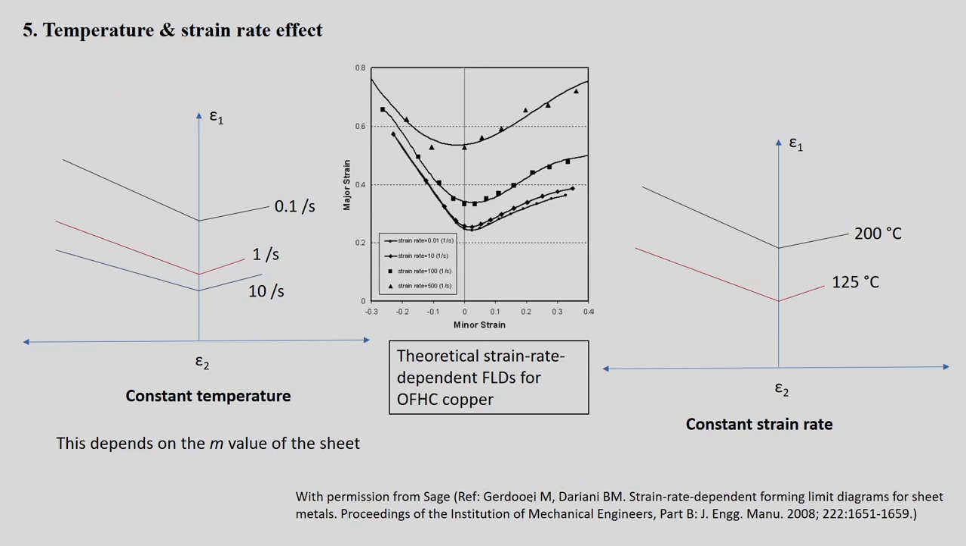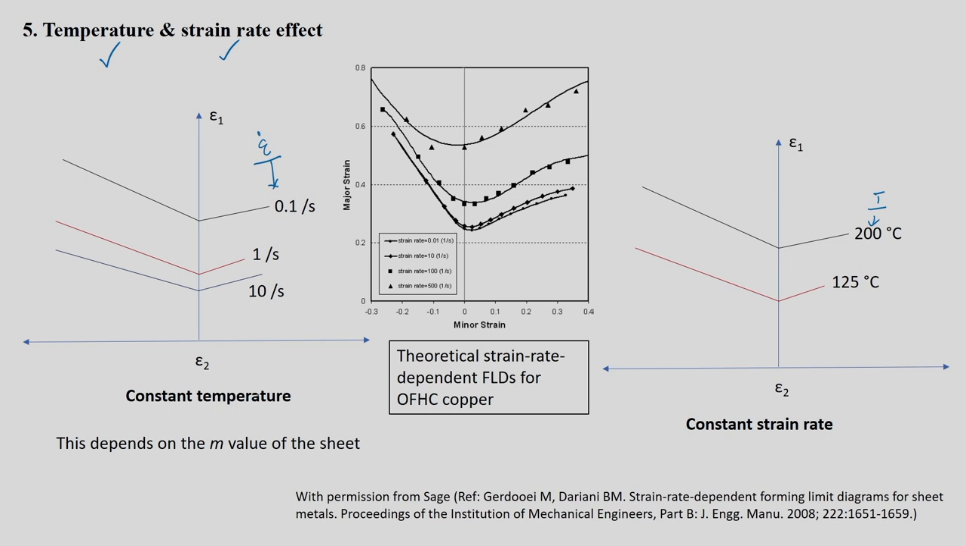Next, there are two important parameters. One is temperature, the other one is strain rate. Of course, this strain rate effect can be connected to m. That is why I have given here three graphs. This is the effect of strain rate. This is the effect of temperature. These are all strain rate values, and these are temperature values given here.